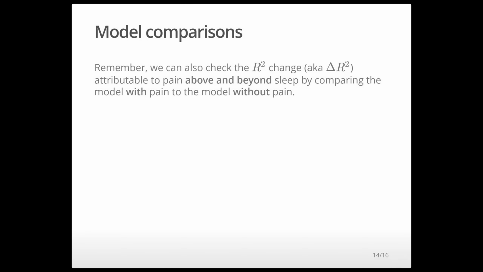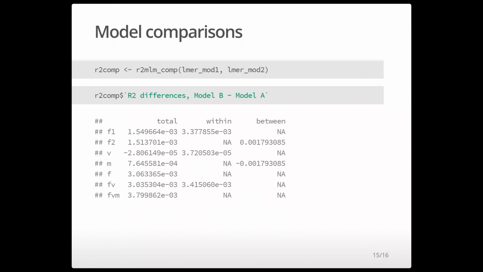The one last thing we can do is check delta r squared, which is the r square change. So in here we fit a model with sleep and then a model with sleep and pain. So when we compare these two models, we are checking the relevance of pain above and beyond sleep, or the r squared of pain above and beyond sleep, and this is the result we get.